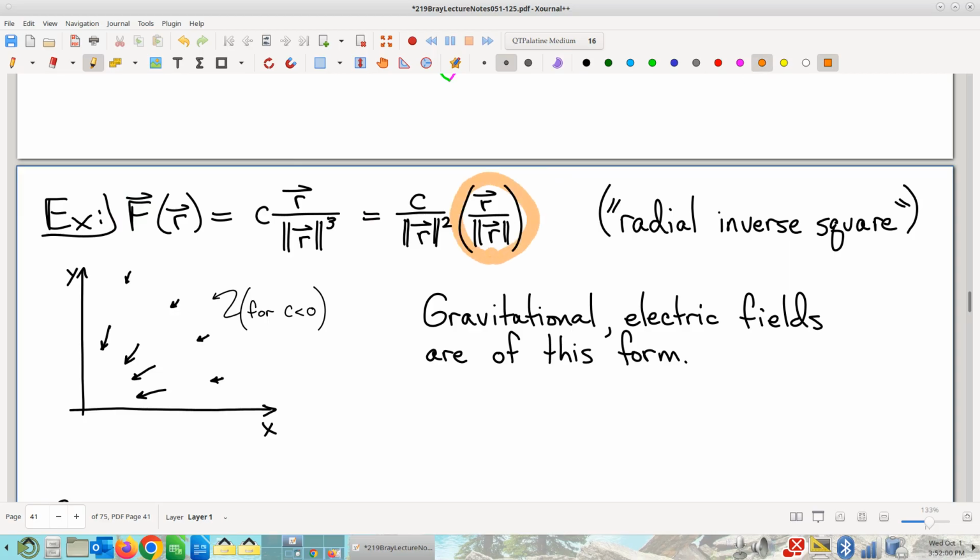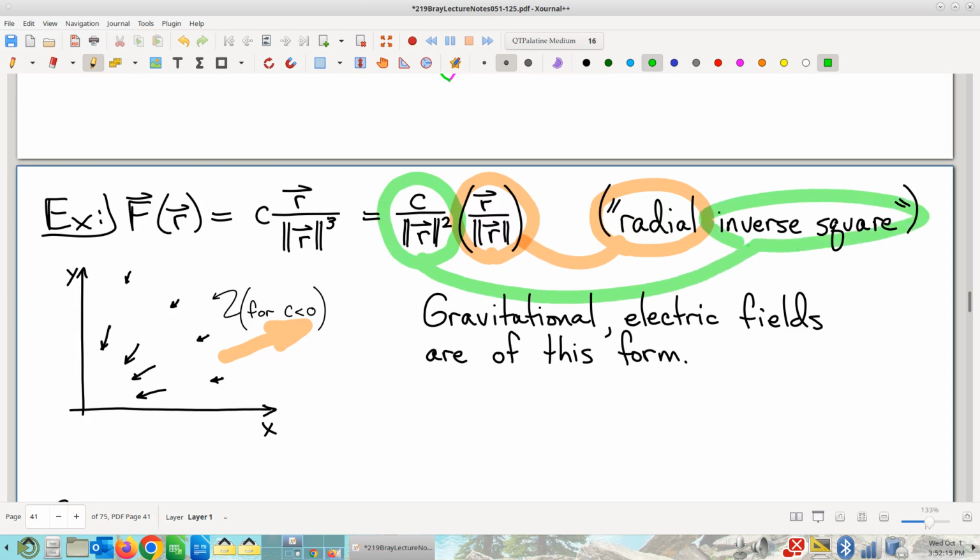This is a unit vector. It's a unit vector that points radially outward from the origin. And now notice the remaining magnitude is inverse square. So this is what we call a radial inverse square. Sometimes people put those in the other order, inverse square radial. Suit yourself. Sometimes people just call it an inverse square vector field. The radial is inferred by the inverse square. Anyway, very common vector field.